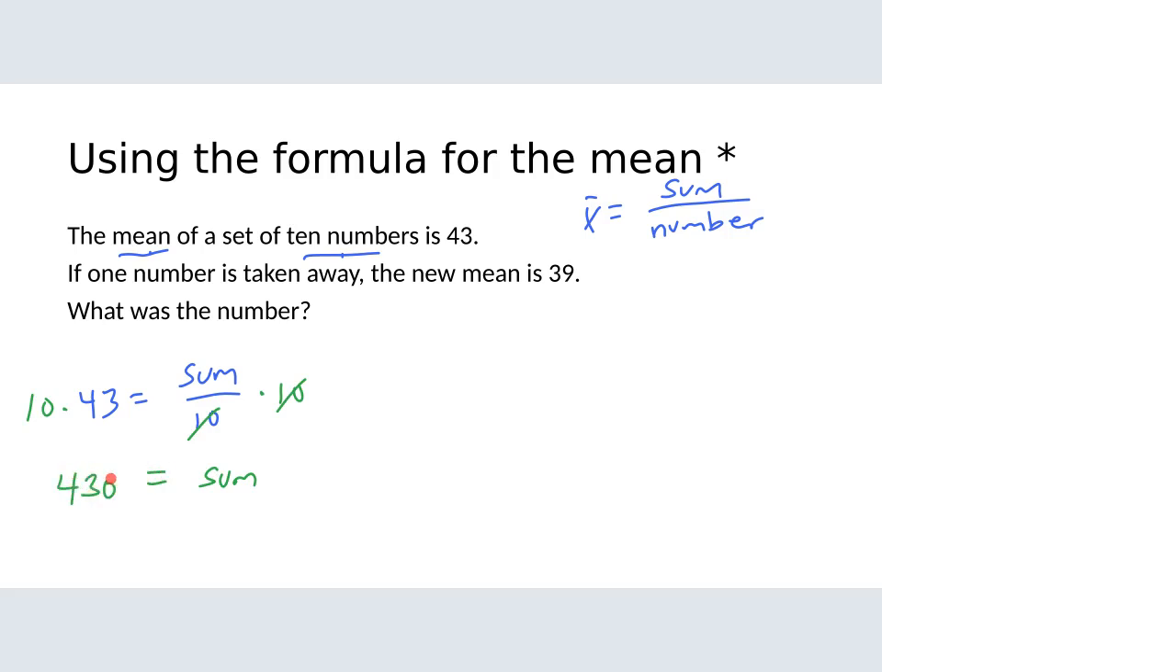I have no idea what any of the numbers are. It could be 422 and a whole bunch of ones. I don't know what the numbers are. I just know if I add them up, I get 430.